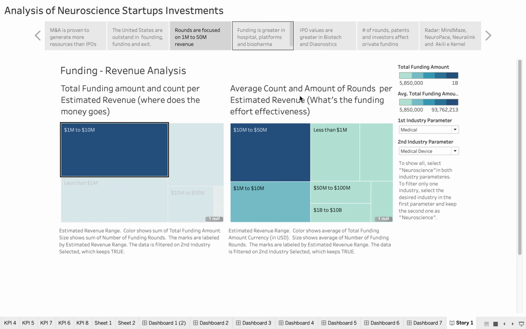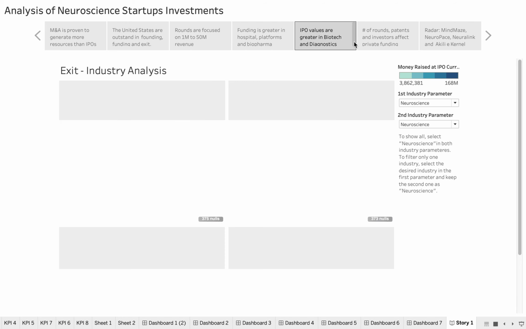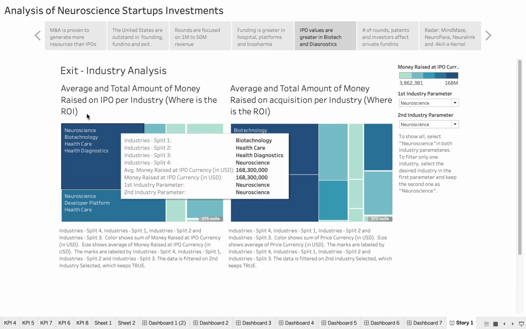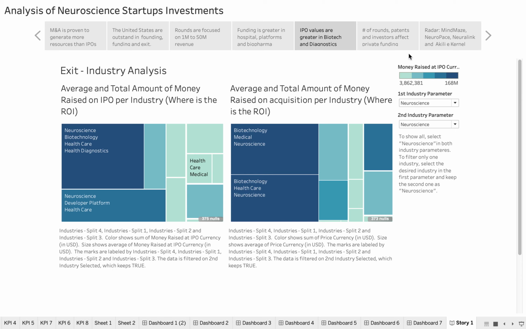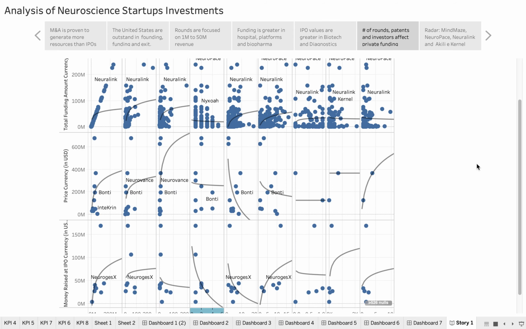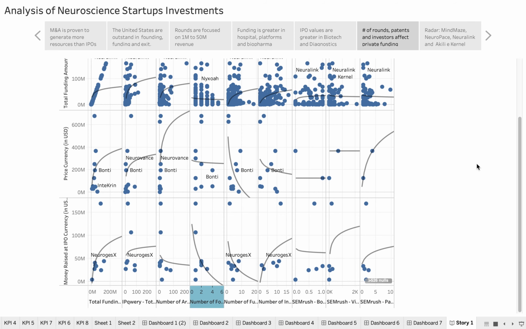And the same way we analyzed the investment distribution to revenue, we have an analysis by industry and an analysis of exit per industry. So here we have, for example, an analysis that says that diagnostics and platforms, healthcare, biotech would be good sub-industries, subgroups in the neurotech industry to invest in. Finally, we did an analysis of correlation between a few factors and the total funding amount, the price on M&As, and the money raised at an IPO.